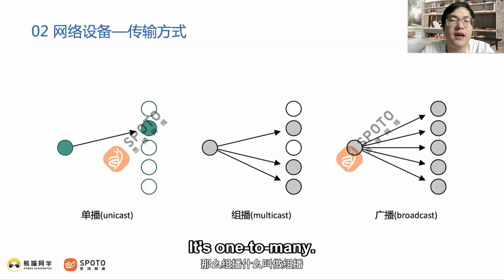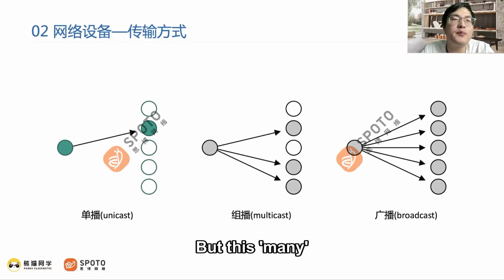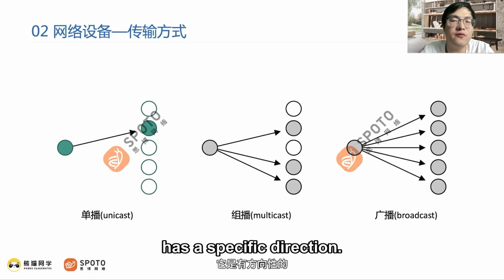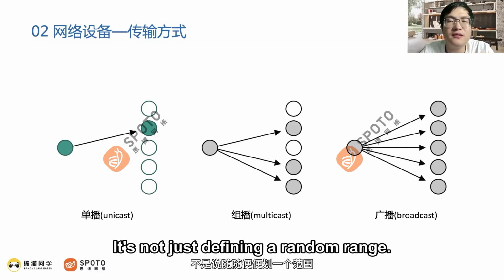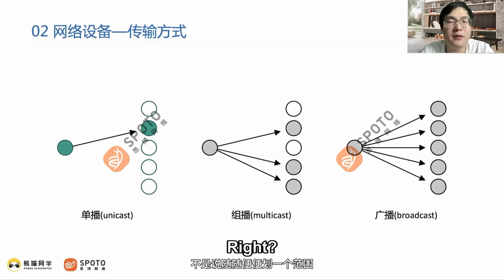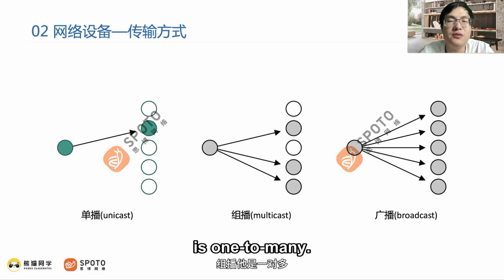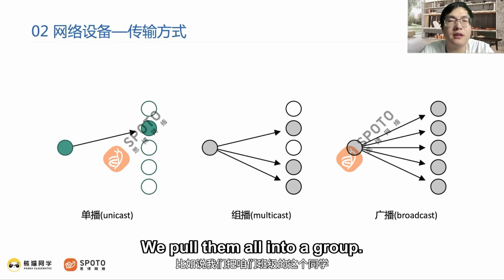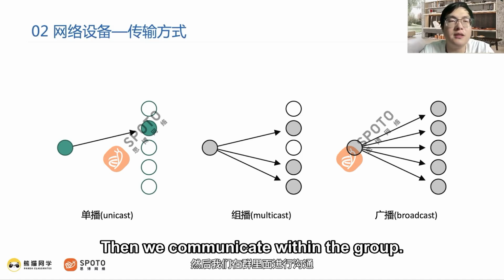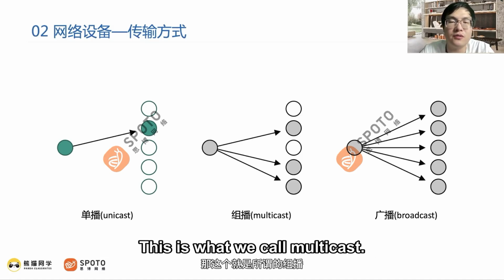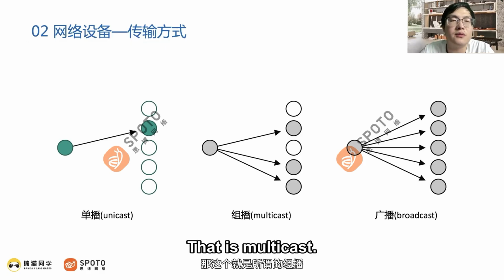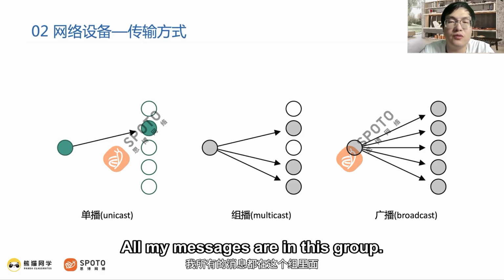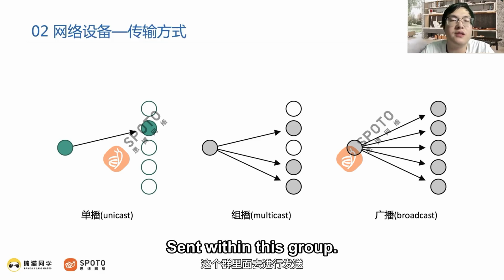What is multicast? It's one-to-many. But this many has a specific direction. It's not just defining a random range. Right? Multicast is one-to-many. For example, we take the students in our class, right? We pull them all into a group. Then we communicate within the group. This is what we call multicast. That is multicast. All my messages are sent within this group.